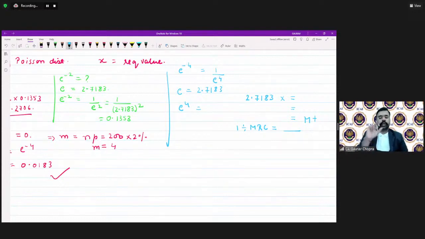2.7183 into equal to 3 times, then M plus. And at last 1 divided by MRC equal to. You will get your result. Okay. Perfect.